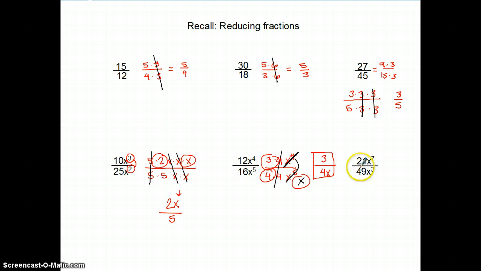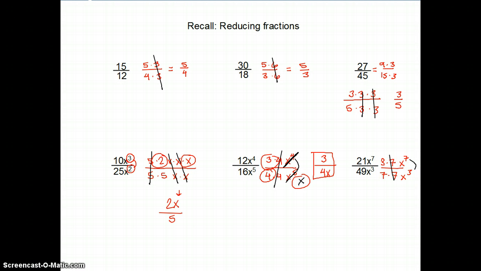Last, I'm going to notice that my 21 and 49 are both divisible by 7. So I may rewrite 21 as 3 times 7, and I'll leave my x to the 7th with its exponent. 49 can be rewritten as 7 times 7, and again I'll leave my x to the third with its exponent. I cross out that common factor of 7 and subtract the exponents on my x's.